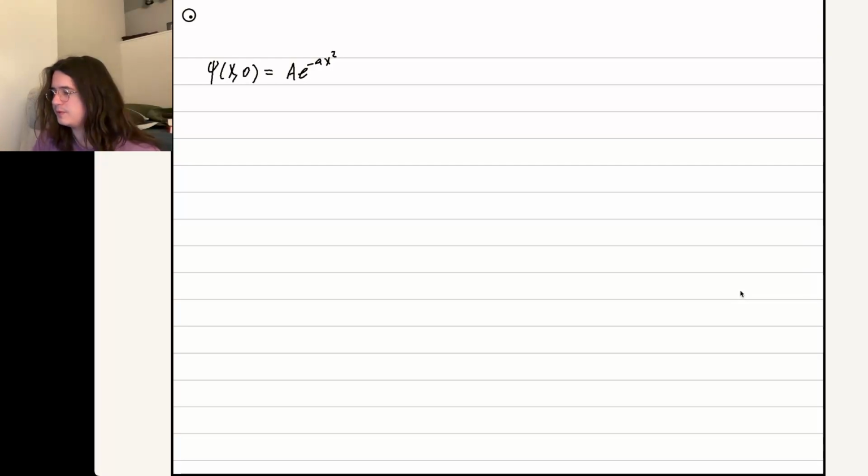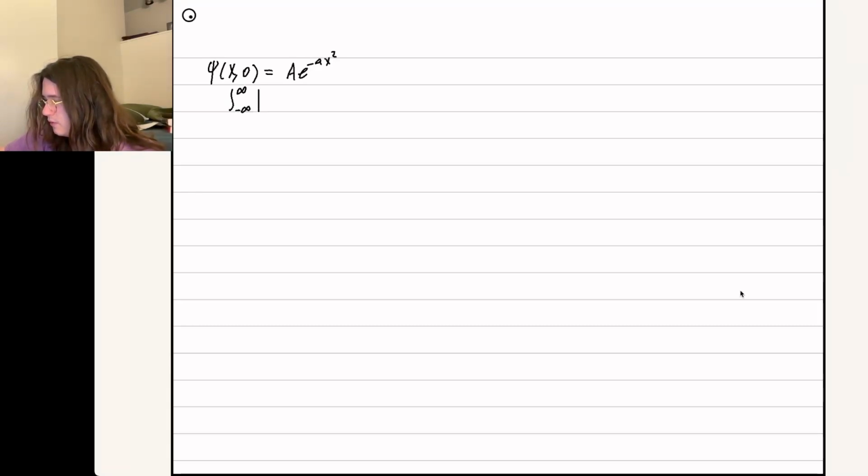Alright, silly people, here's the situation. We have a free particle with the initial wave function given by this, and we need to normalize it as well as find the time-dependent wave function corresponding to it and find a bunch of expectation values. So the whole 9 yards. So get your popcorn, buckle in your seats. This is going to be a long video.